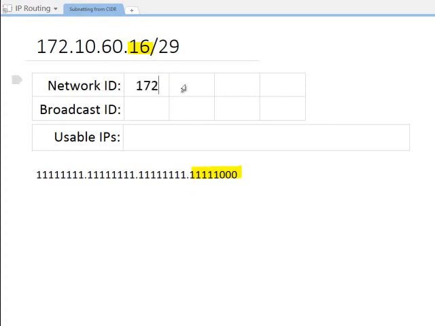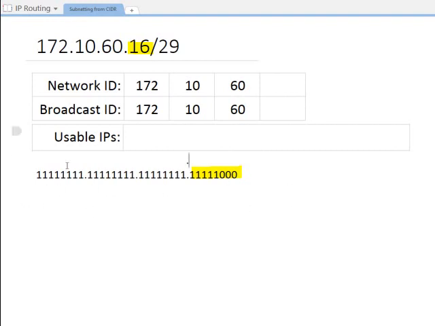172, 10, 16, 172, oops, I'm sorry, 60, 10, 60. I just need to figure out what this number is and this number is. In order to figure that out, I need to find out what in the world is my network ID. To stay consistent here, we'll do this by ANDing. Dot. I just need to figure this out and translate that in.